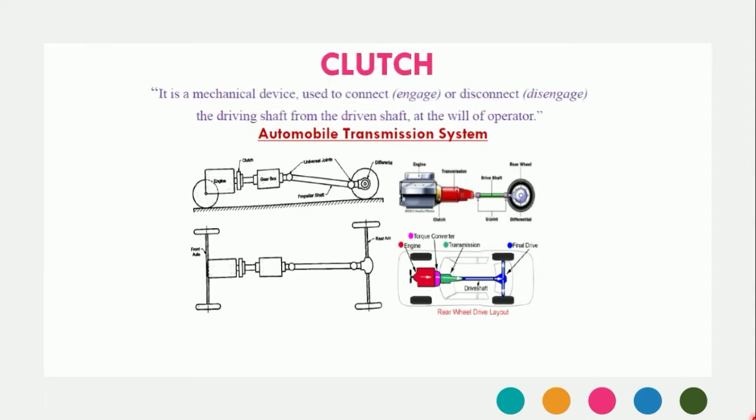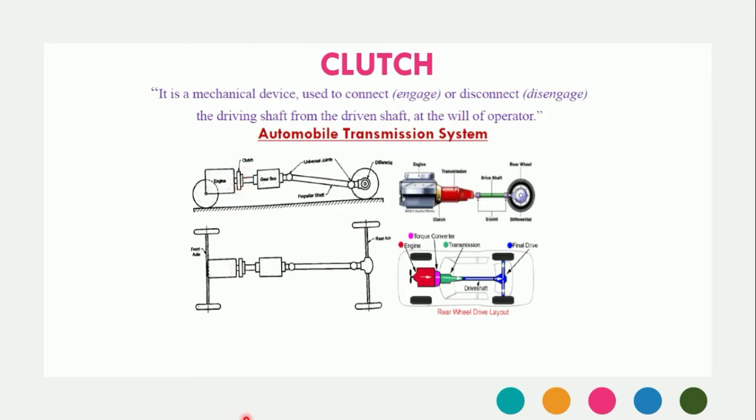A clutch is a mechanical device that is used to connect or disconnect the driving shaft from the driven shaft at the will of the operator. But what exactly is meant by driving shaft and driven shaft, where do they come from? Here you have your engine; the shaft coming out from the engine is treated as the driving shaft, and the shaft that comes out from the clutch and further goes towards the gearbox is treated as the driven shaft. So the clutch is going to transmit the power from engine to gearbox by means of this intermediate device called the clutch.